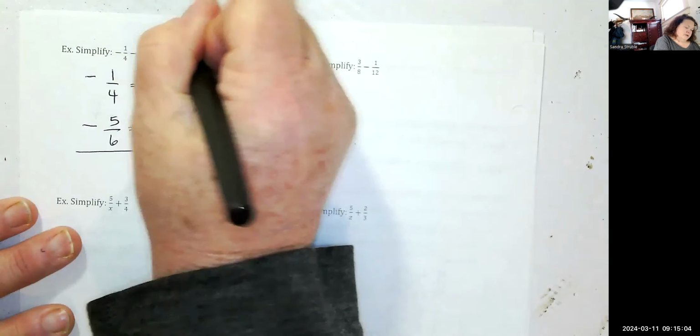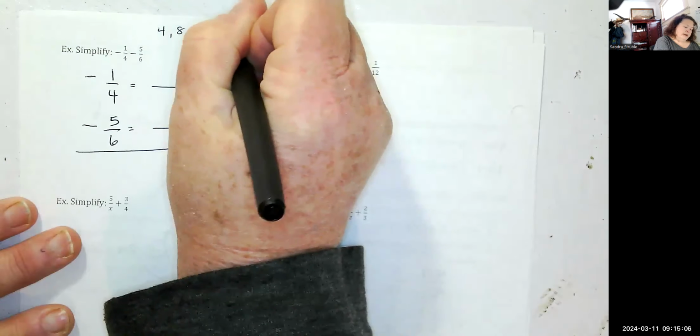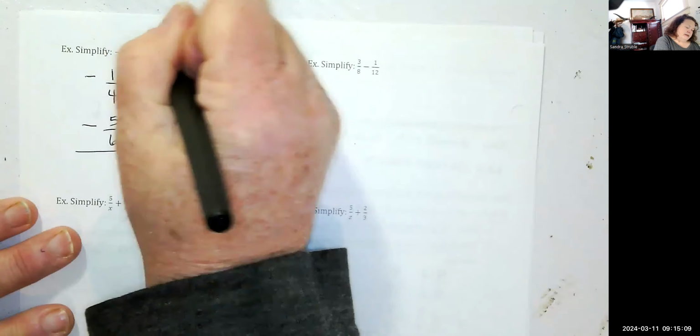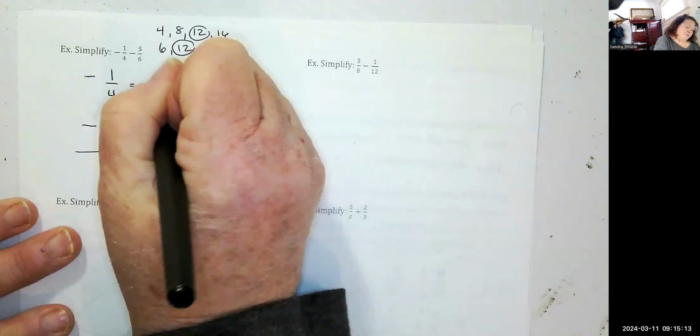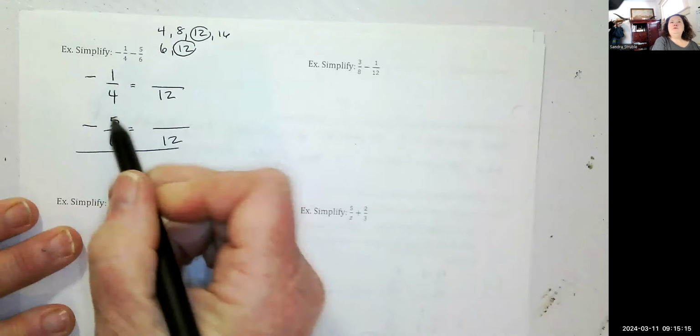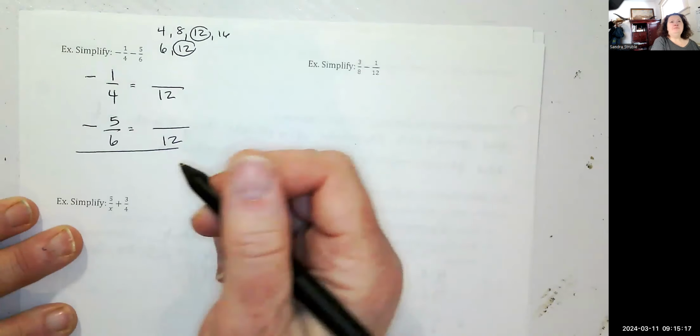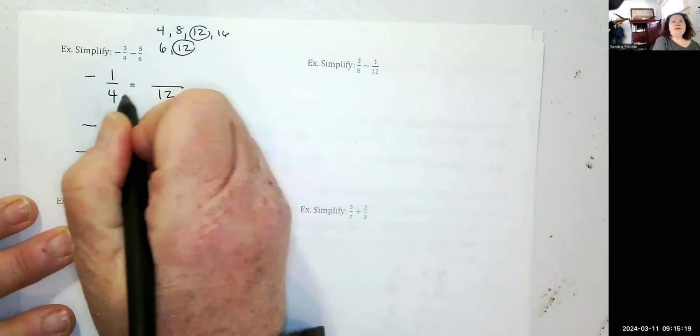Multiples of 4 are 4, 8, 12, 16. I'm going to stop there. And 6 would be 6, 12. All right, there it is, 12. See, if you would have just multiplied, it would have been 24, and that's not fun. 4 times 3 is 12.